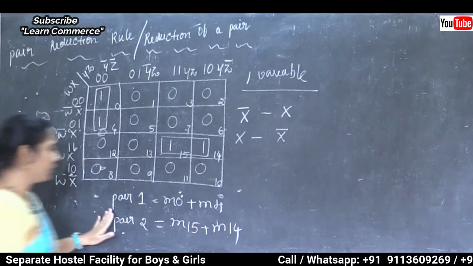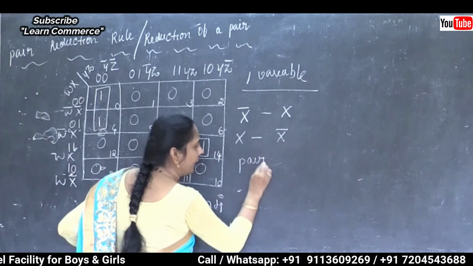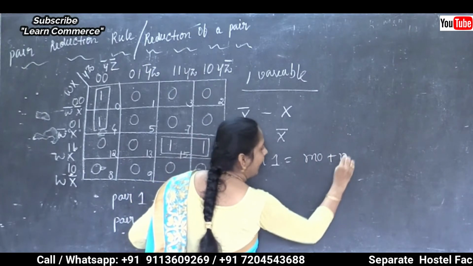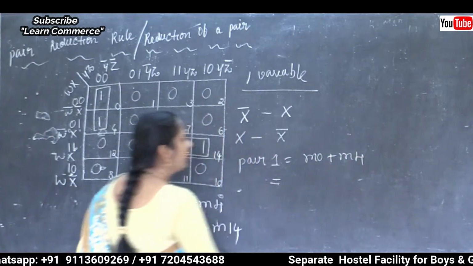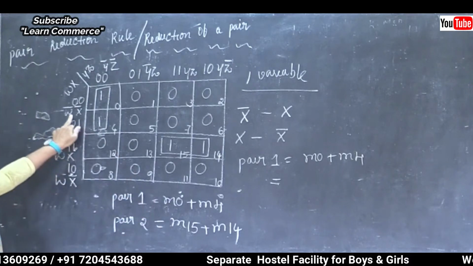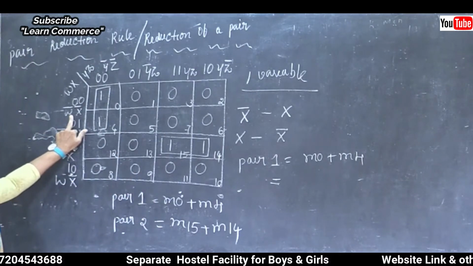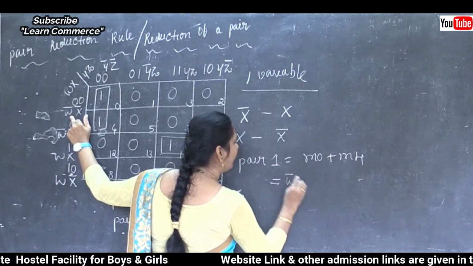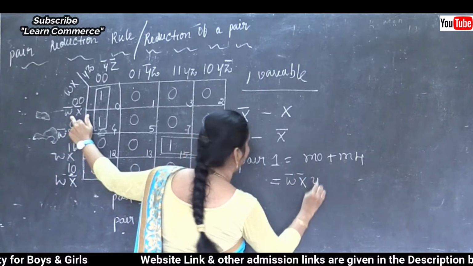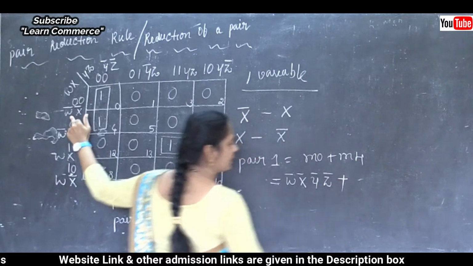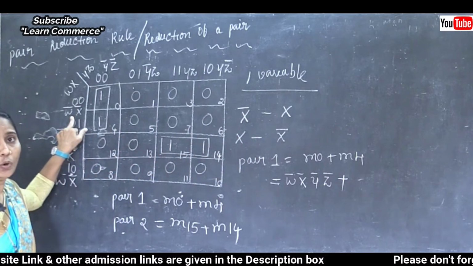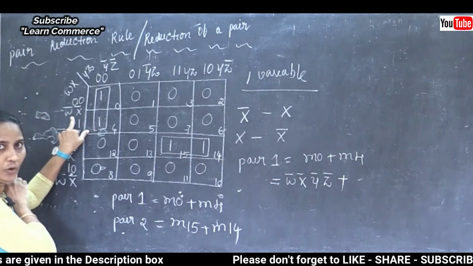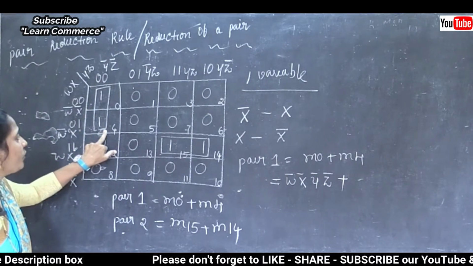Now I am going to solve. First of all, I am taking pair 1, and the pair 1 value is m0 and m4. For m0, I take the left side value and the top side value, so complement W, complement X, complement Y, complement Z. This is the value of m0, from the left and the top of the K-map. Now, how are we going to take m4?